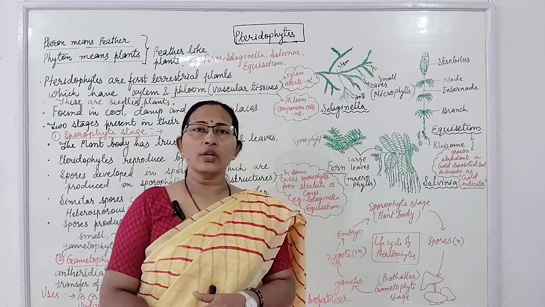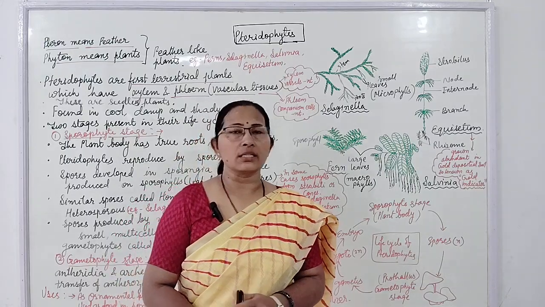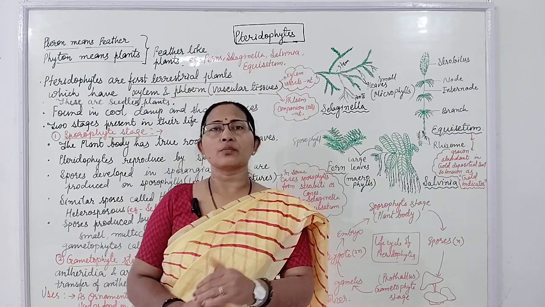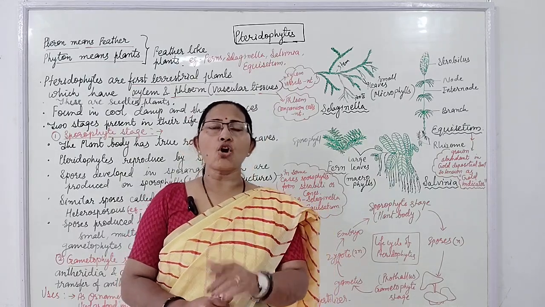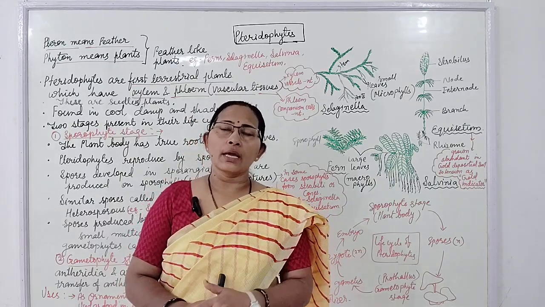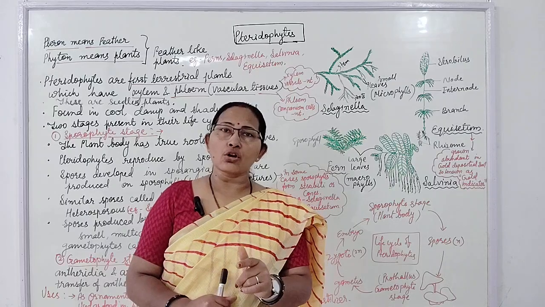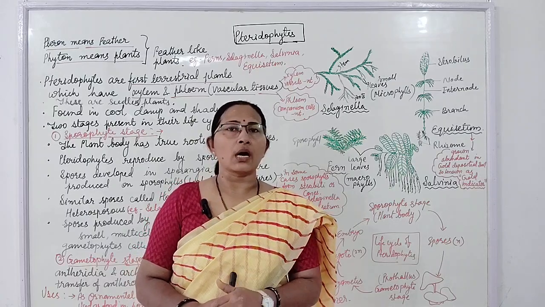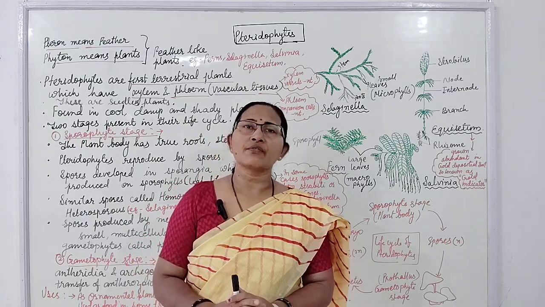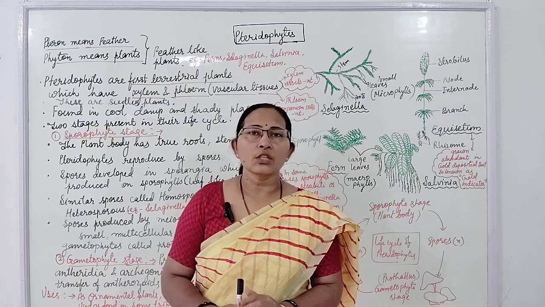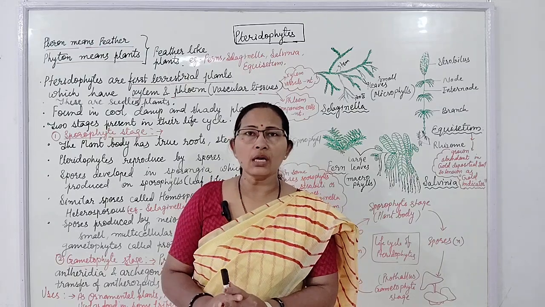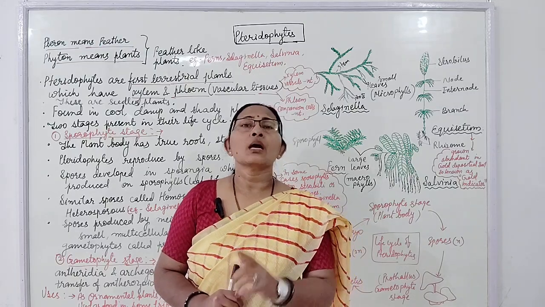Hello everyone. Today we will discuss the pteridophytes. The word pteridophytes comes from the Greek language. It is a combination of two words, pteron and phyton. Pteron means feather, phyton means plant. The plant which has a feather-like body is called pteridophytes.